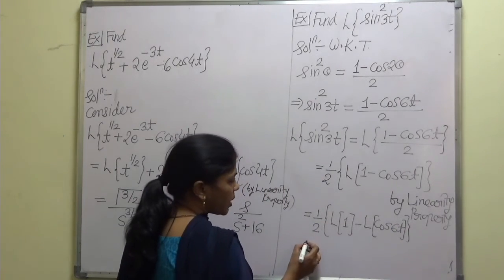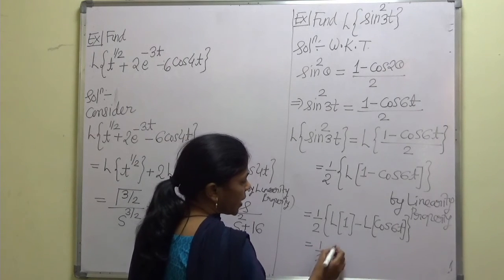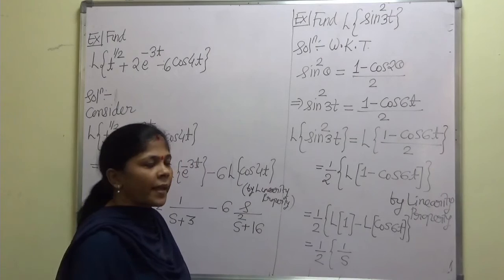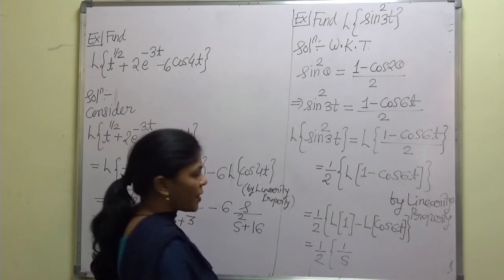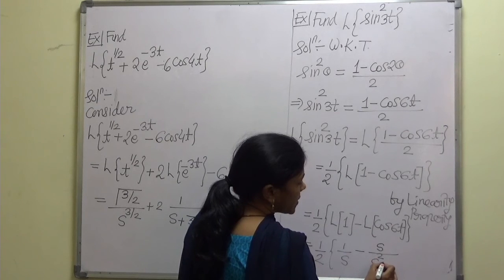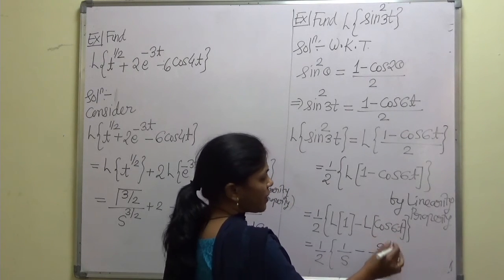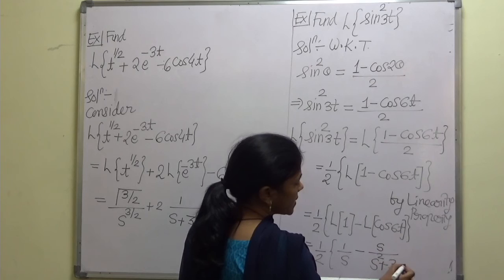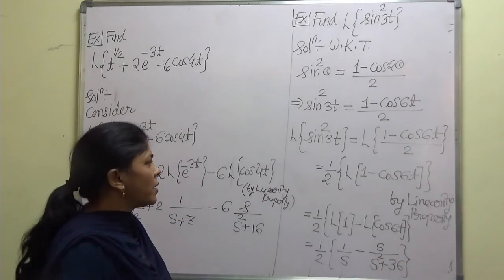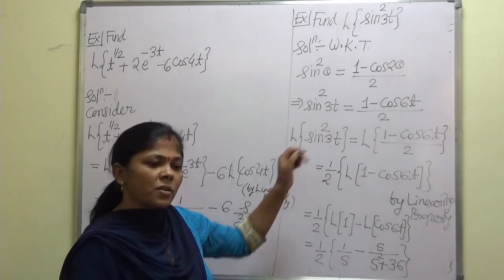Just apply the formula. So, it is 1 by 2 times, Laplace of 1 is 1 by s, minus Laplace of cos 6t. Just now we have seen it is s upon s square plus alpha square. What is alpha? 6. 6 square is 36. So this is nothing but the required Laplace transform.